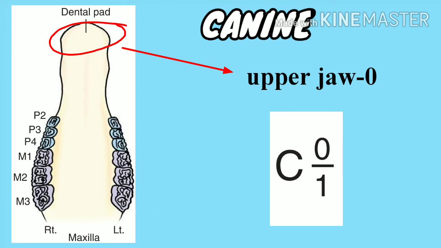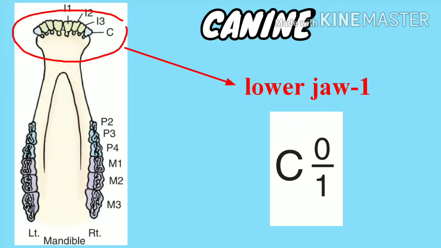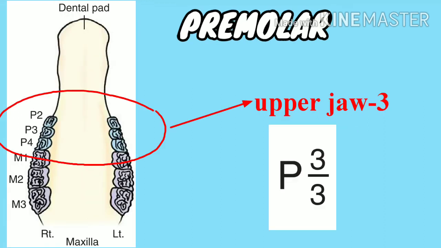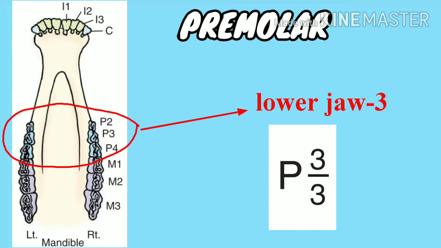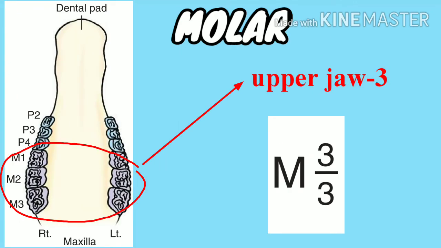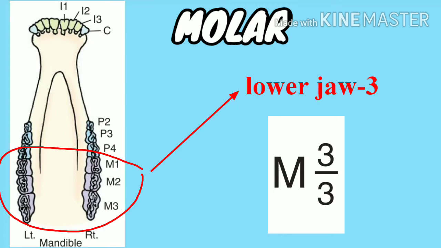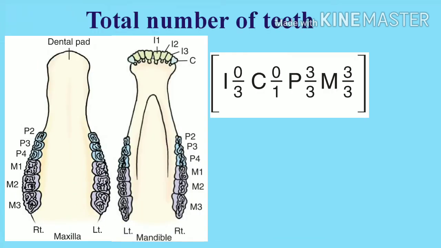The upper half of the jaw contains 0 canine and the lower half of the jaw contains 1 canine. And then premolars. The upper half of the jaw contains 3 premolars and the lower half of the jaw also contains 3 premolars. And then let's see the molars. The upper half of the jaw contains 3 molars and the lower half of the jaw also contains 3 molars.